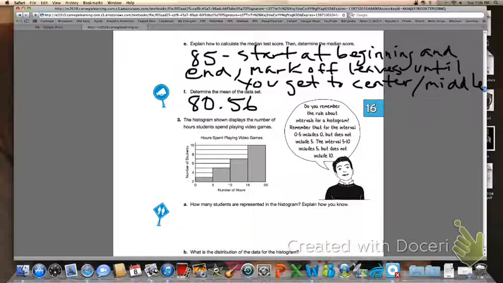For letter F, it says determine the mean of the set of data. Again, if you add all of them up and divide by the total number of values in the data set, you would get 80.56 for your mean.